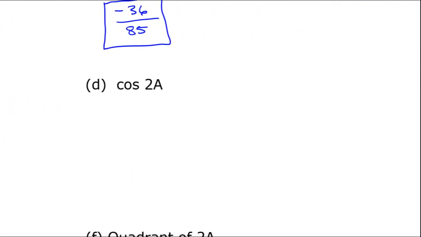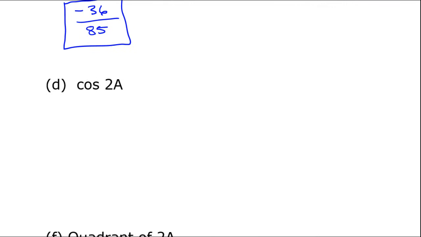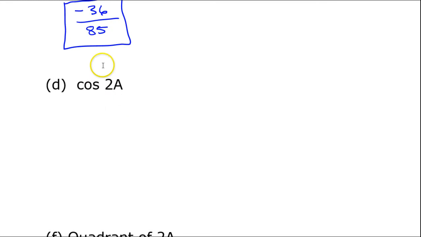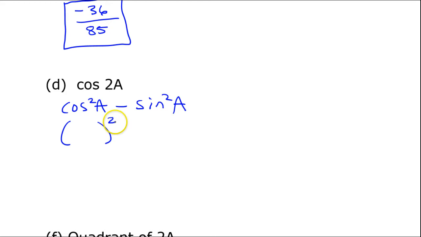What about cosine of 2a? Well, the formula there, we have a choice. We could use any of these 3 versions of the formula. I'm just going to use the first one, cosine squared a minus sine squared a. So that means I'm going to do the cosine squared minus the sine squared.